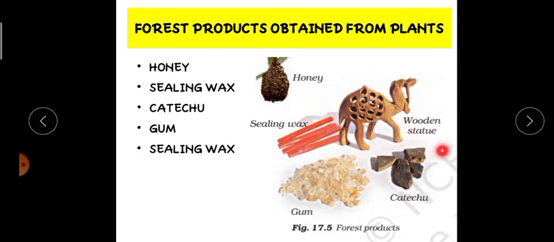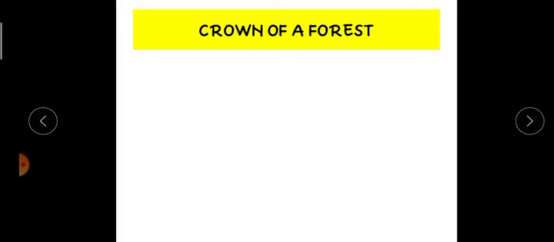This is the picture of kateku, children. Here if you burn kateku, it will release some kind of smoke, and this smoke is used as an insect repellent. Gum is a very common product found in the forest, so it is a very useful product for human beings. We have seen that forests serve as a very rich source of biodiversity and also a very rich source of products for human beings.